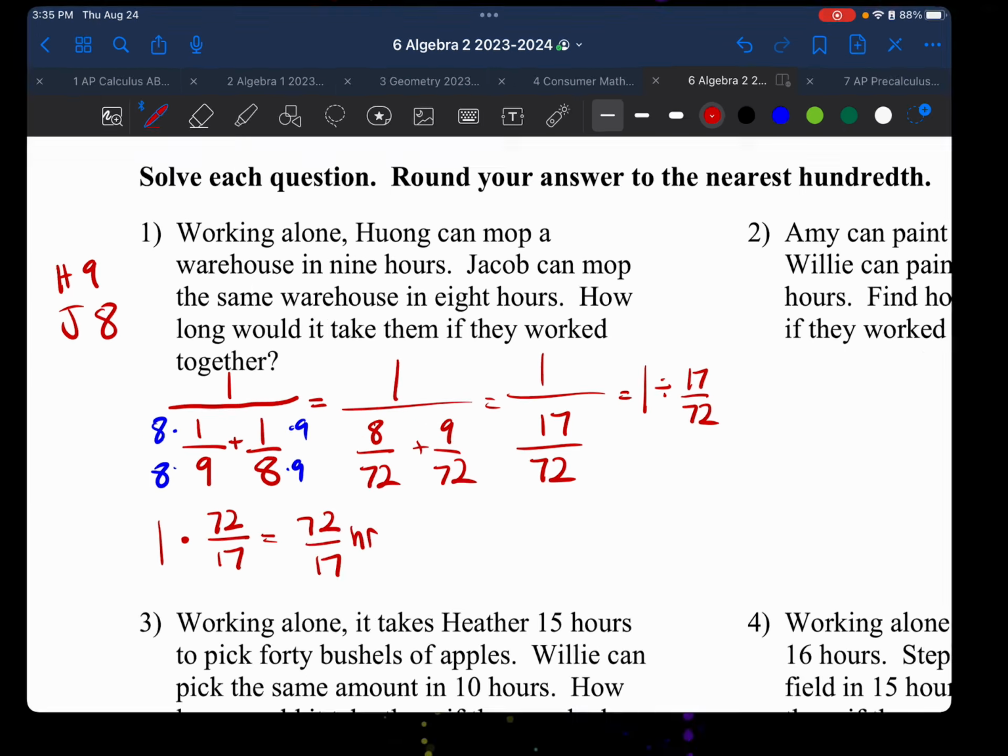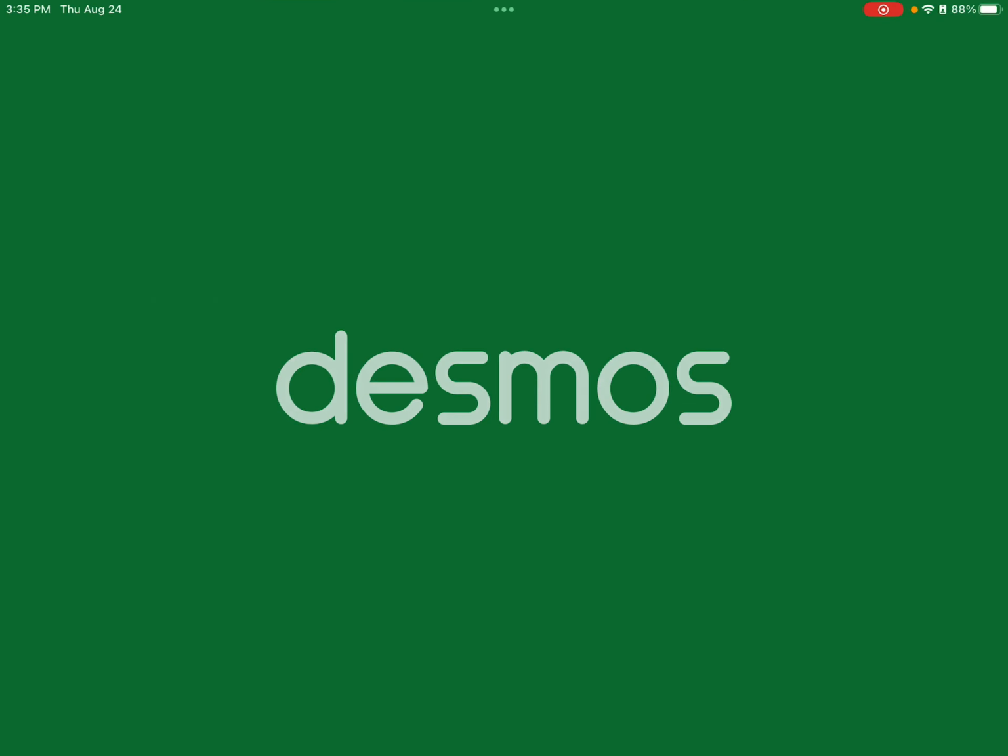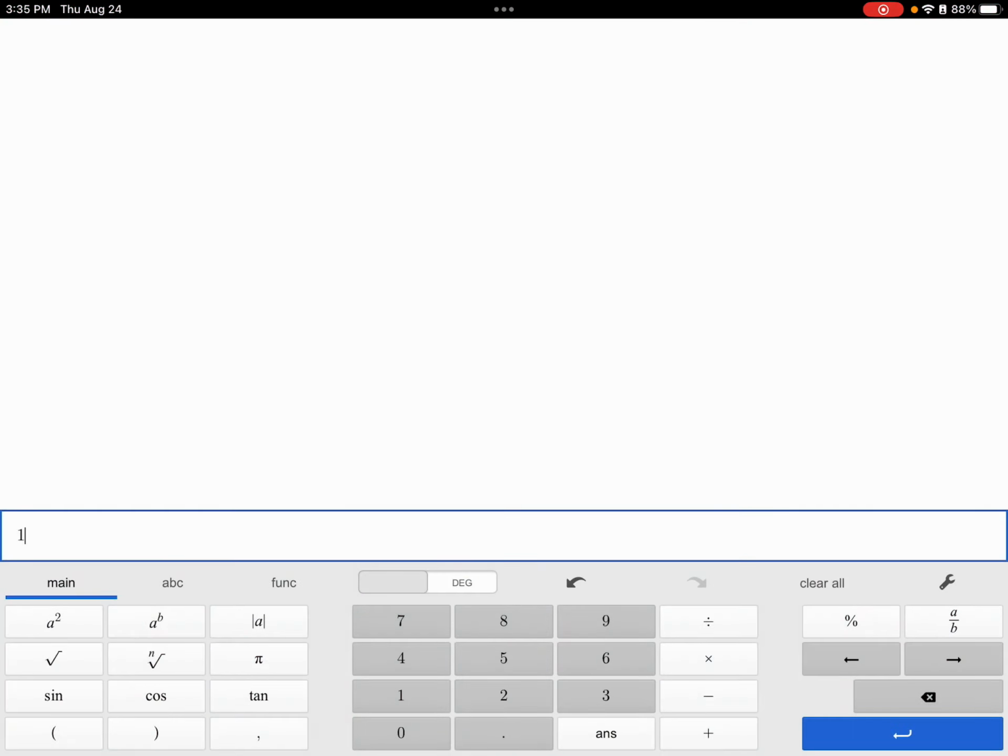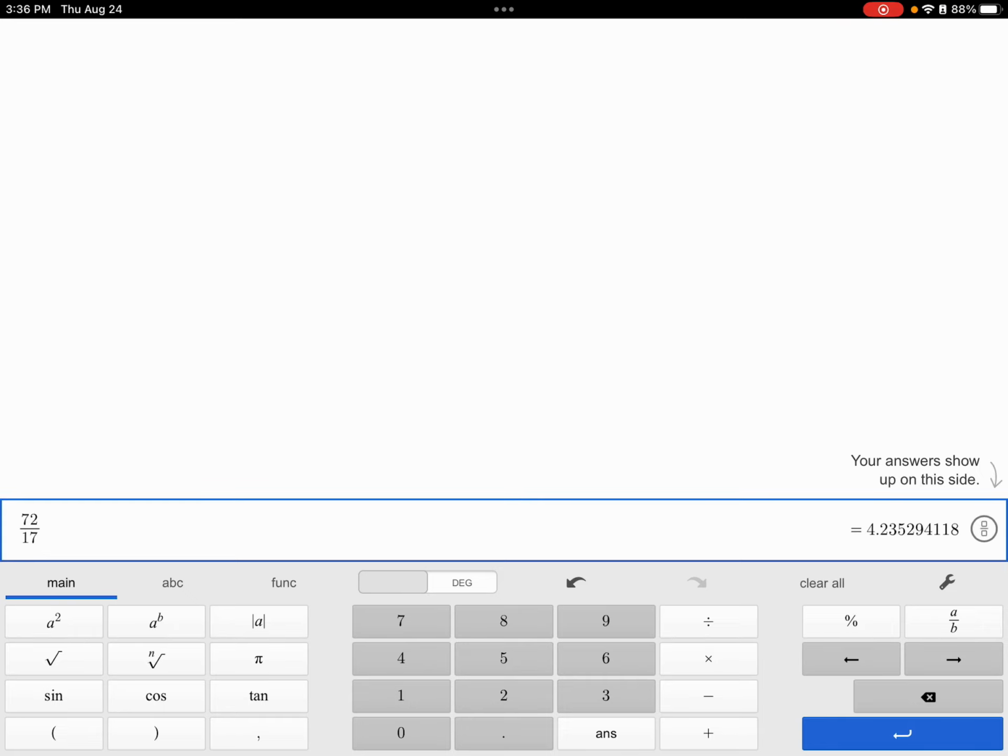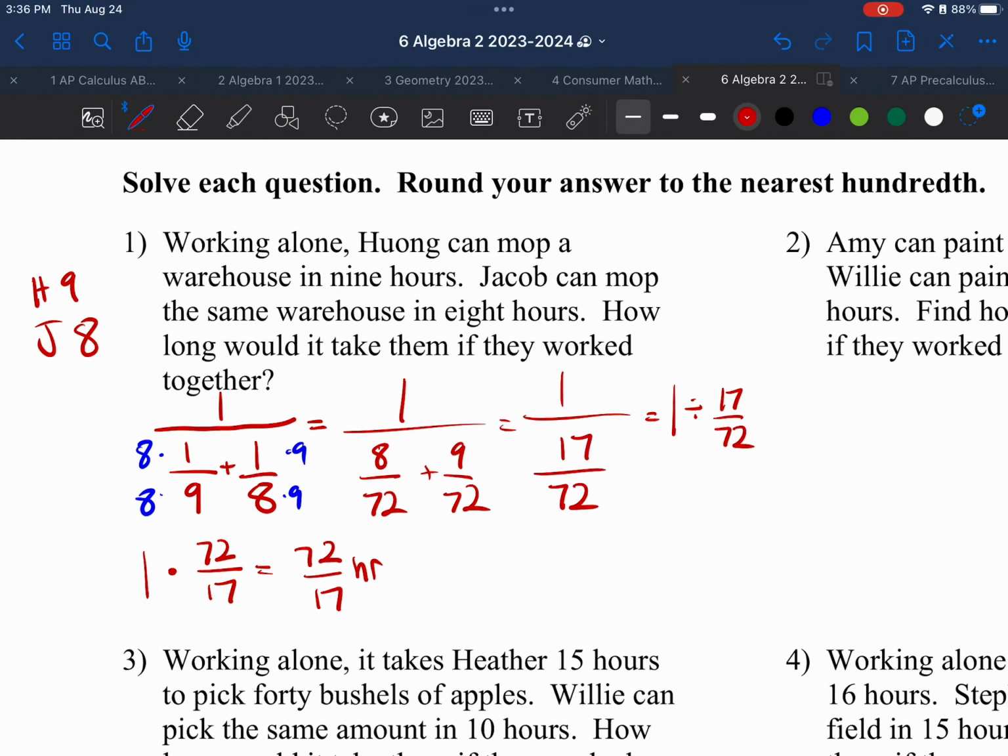And I don't know how long that is, so let's pull up our scientific calculator. Is it 17 over 72? It's 72 over 17, isn't it? 72 divided by 17 is 4.2, and then you round that last decimal. It was a 3, but we'll say it's a 4. So it's going to be 4.24. This is going to be approximately equal to 4.24 hours. And then we'll box that.